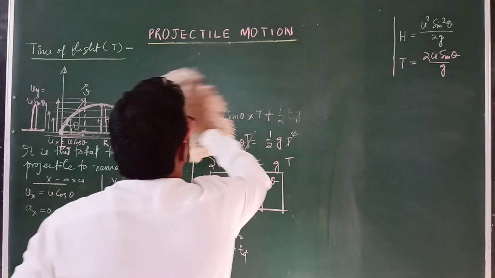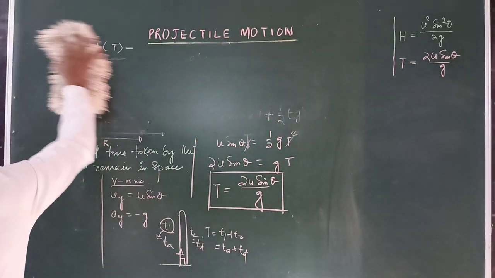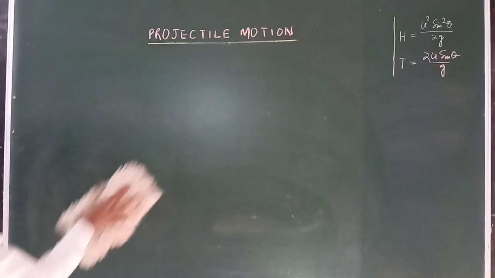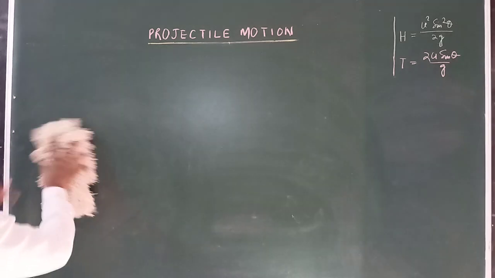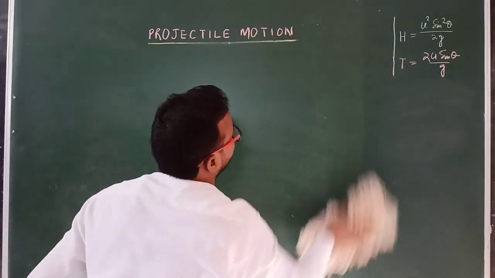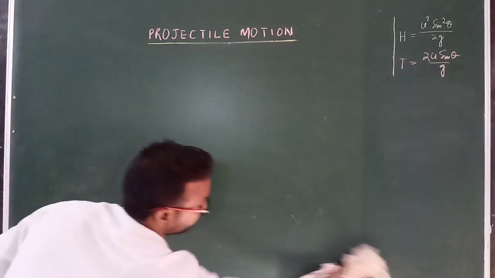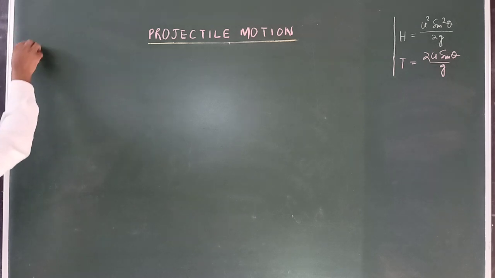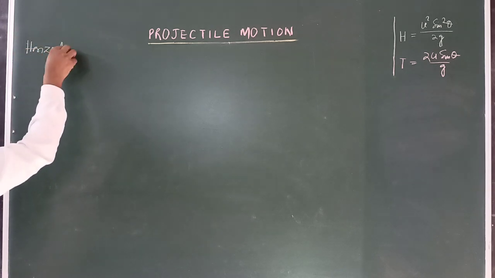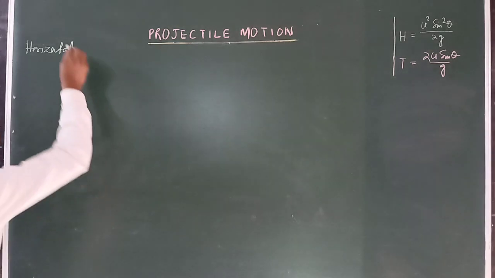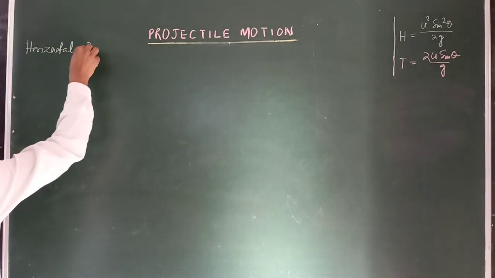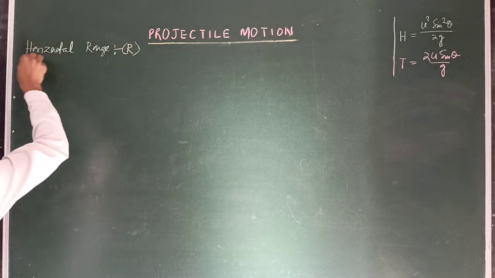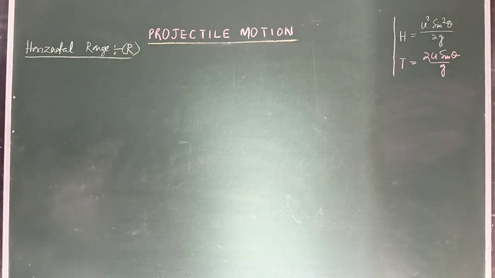Okay, now we have to find the horizontal range. So what is horizontal range? So during this motion, again we have to find the horizontal range or horizontal distance, or you can simply write range, horizontal range, and it is denoted by capital R. Clear?